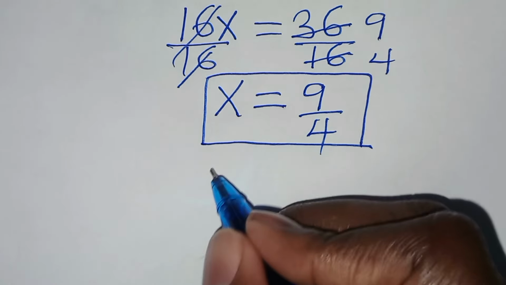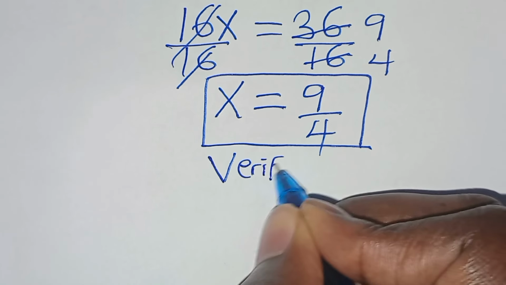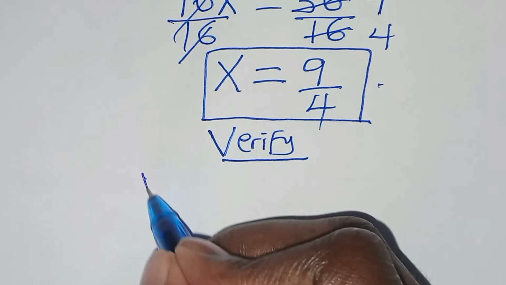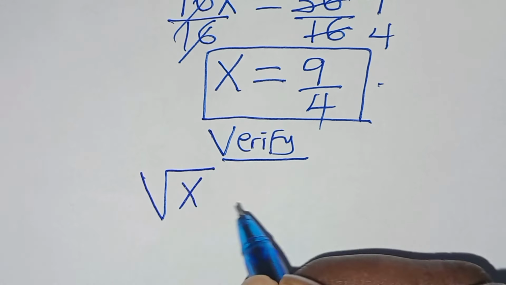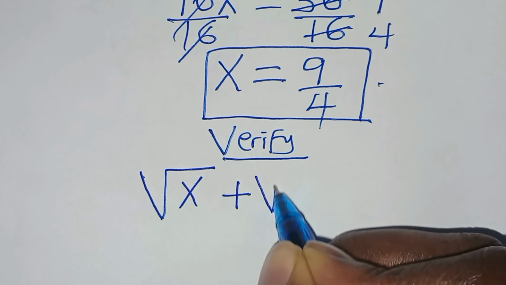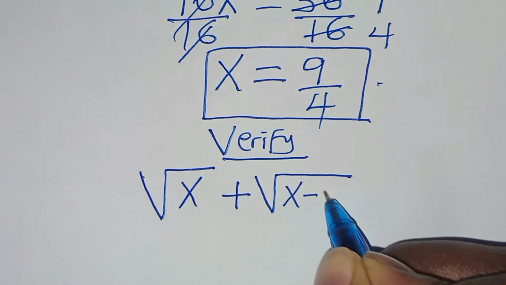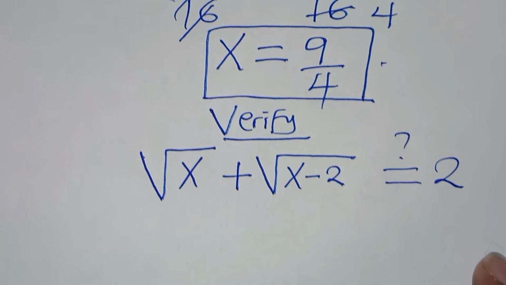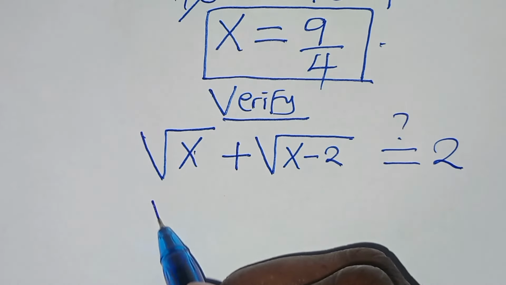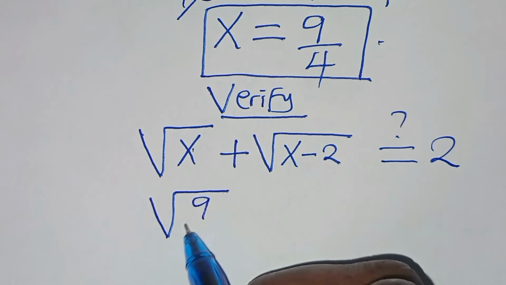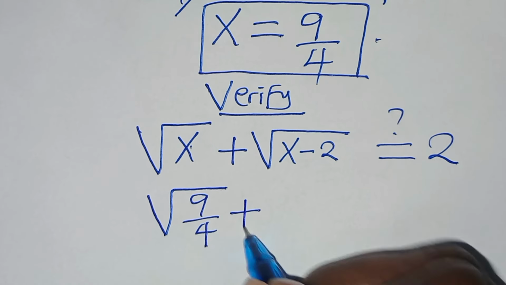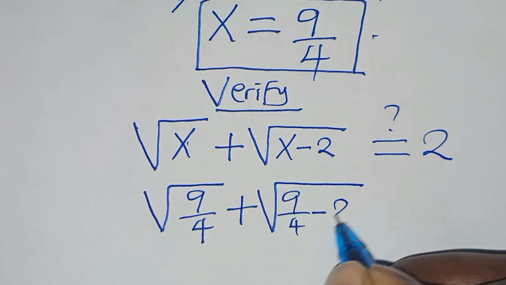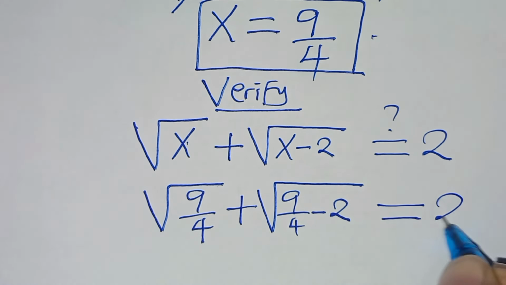The next step is to verify. So let's verify that this value of x satisfies the equation. So if you recall, we have that the square root of x plus the square root of x minus 2 should give us a value of 2. Let's substitute x. So we have square root of 9 over 4 plus square root of 9 over 4 minus 2. This should give us a value of 2.